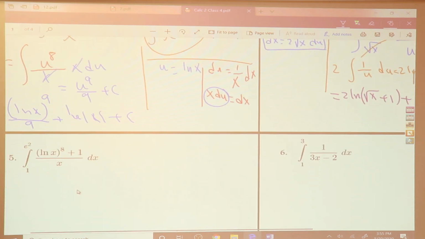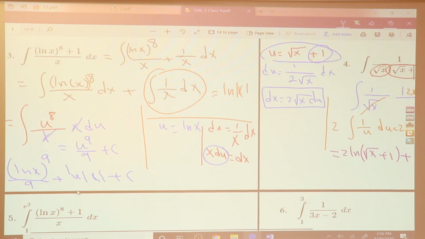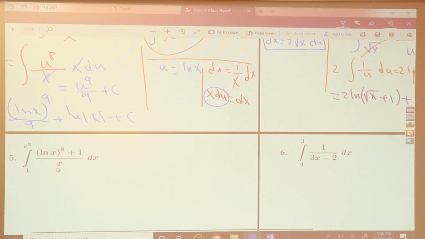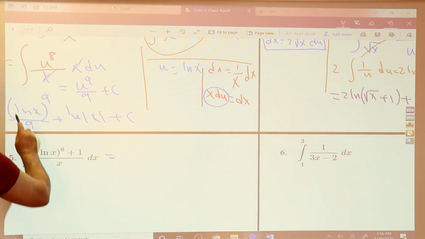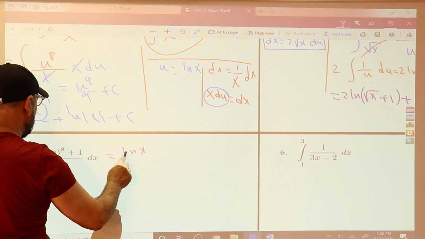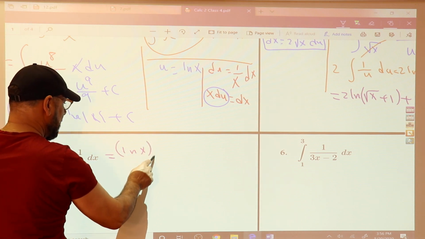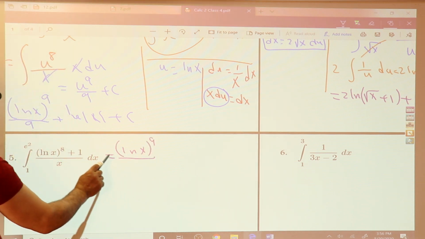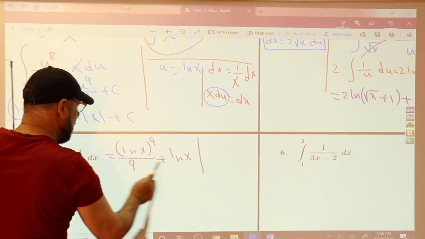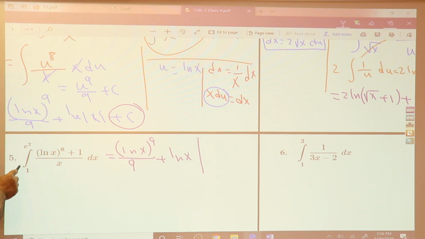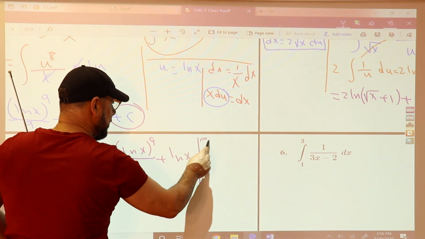Now this is the same I meant to put for this definite. I'm going to leave it for you. This is indefinite integration and this is definite integration. Since I have the last answer here from the step before, ln x to the 9 over 9, plus ln x. Now without c we don't need it. From 1 to e squared.